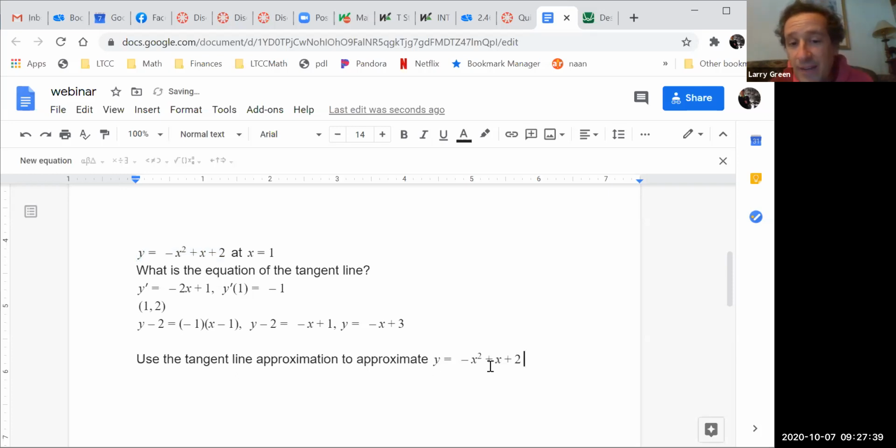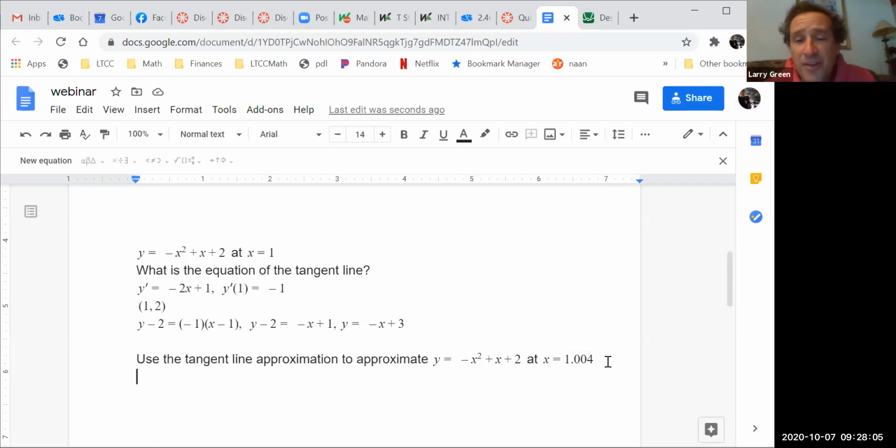Y equals negative x squared plus x plus 2 at x equals, how about 1.004. Any questions on the question?